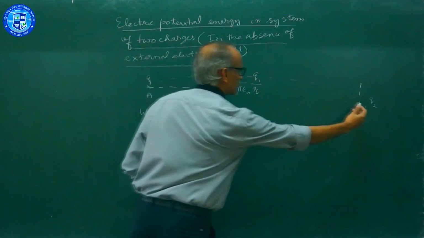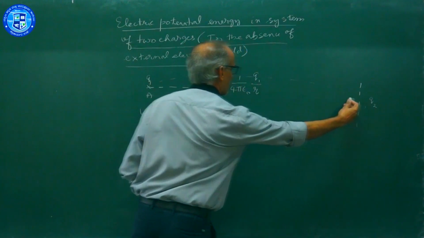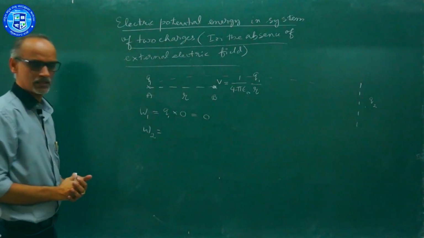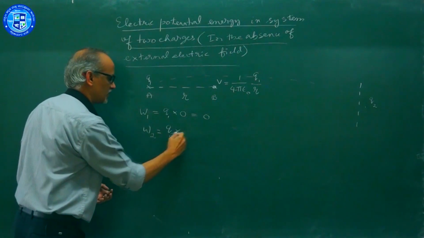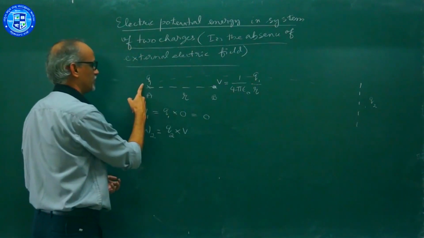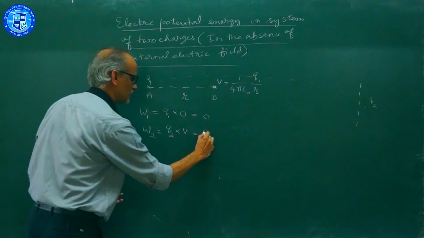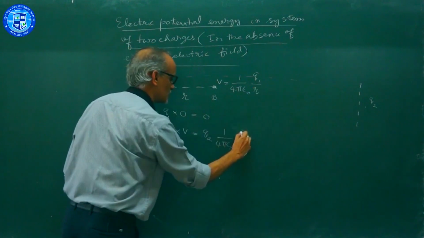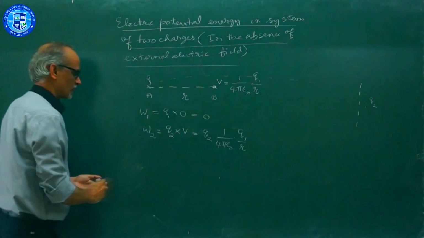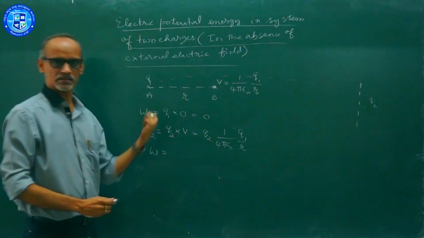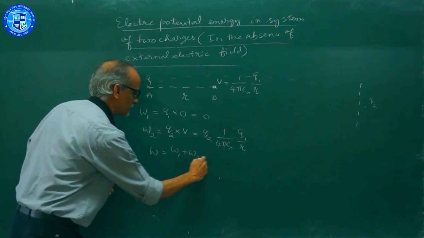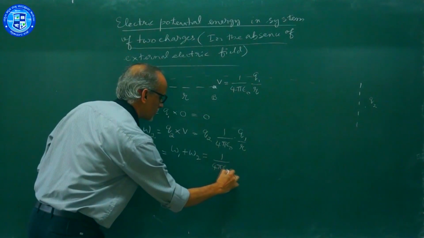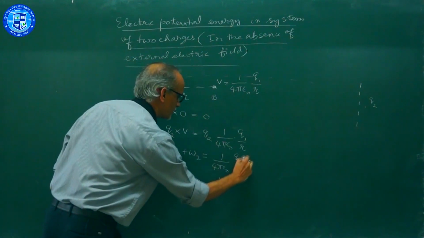So let's measure the work done in moving the charge Q2 against the field produced by Q1. The work done in moving the second charge is the charge moved into the potential at that point due to Q1. That's equal to Q2 into the potential, which is 1 by 4 pi epsilon naught into Q1 by R. So what is the net work done in moving both the charges? It's W1 plus W2. And when we add these two, we get 1 by 4 pi epsilon naught Q1 Q2 by R.